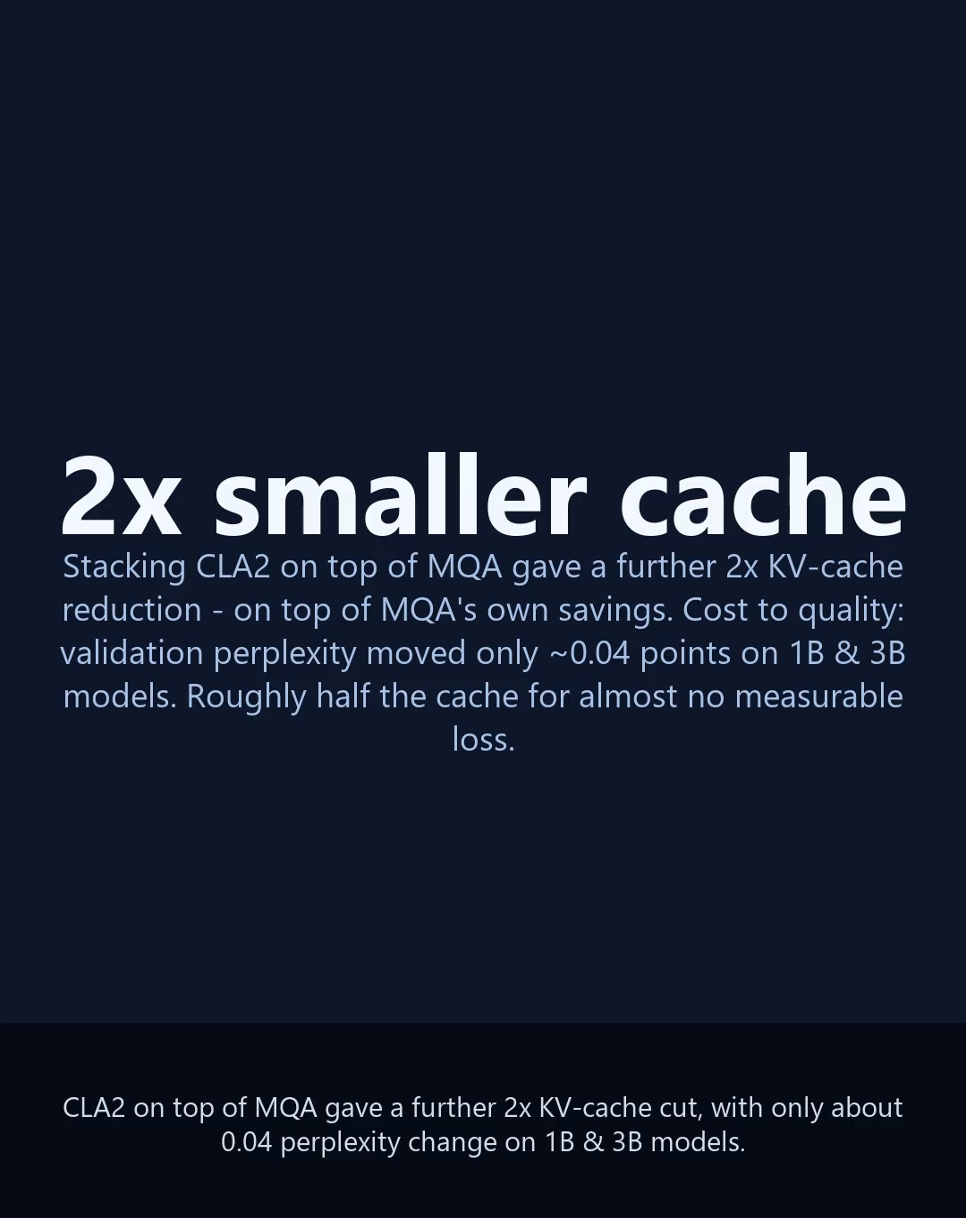Here are the headline numbers. Stacking CLA2 on top of multi-query attention delivered a further 2 times reduction in key-value cache size, on top of what multi-query already saved. And the cost to quality was tiny. On 1 and 3 billion parameter models, validation perplexity moved by only about 0.04 of a point. That is a rare deal, roughly half the cache for almost no measurable loss in language quality.